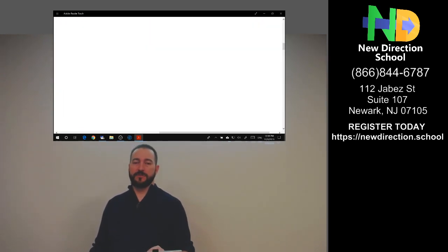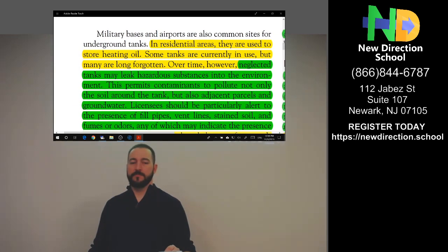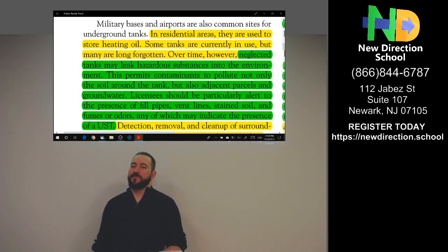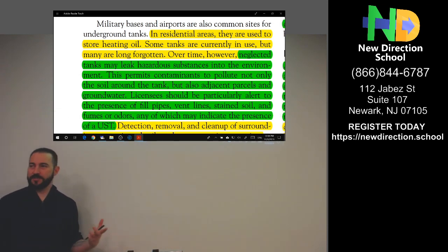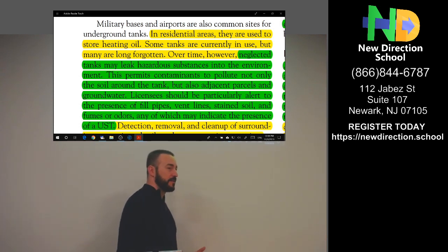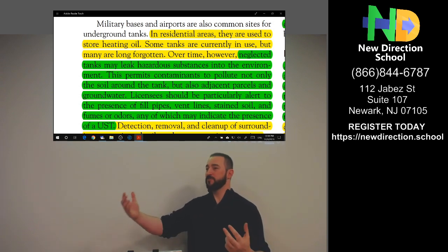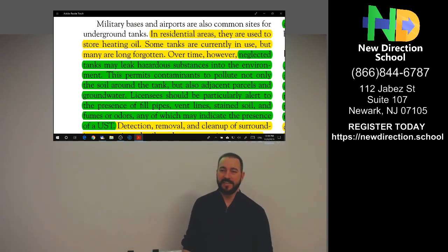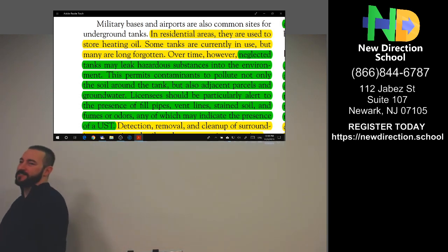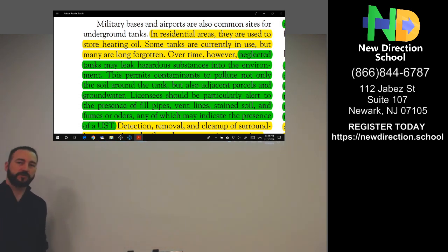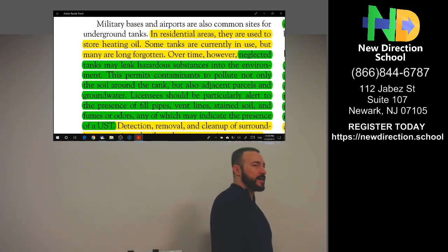Underground storage tanks, I want you to go to the next page. And it says, in residential areas, and I'm sorry, there's not many examples here in this section. I hate this section because it's mainly just pointing out a few things rather than, hey, this is what you could do. No. Strictly info. Sorry. In residential areas, they are used to store heating oil. So the oil tanks, right? And some tanks are currently used, but many are long forgotten.